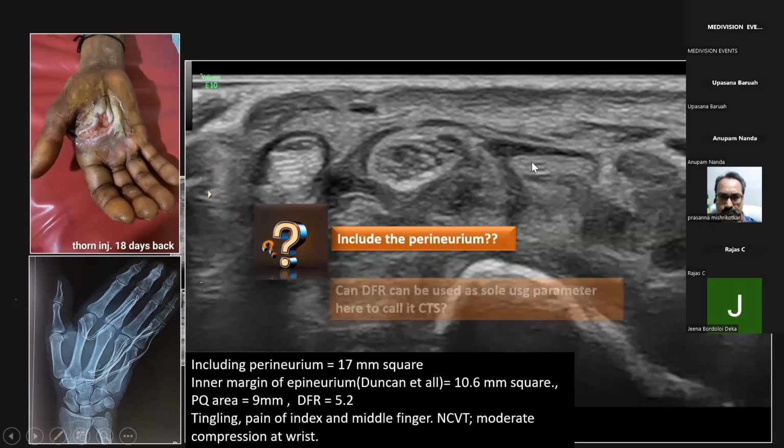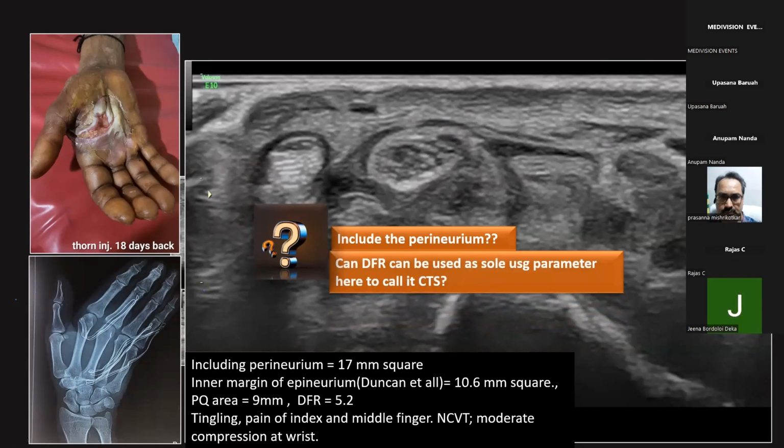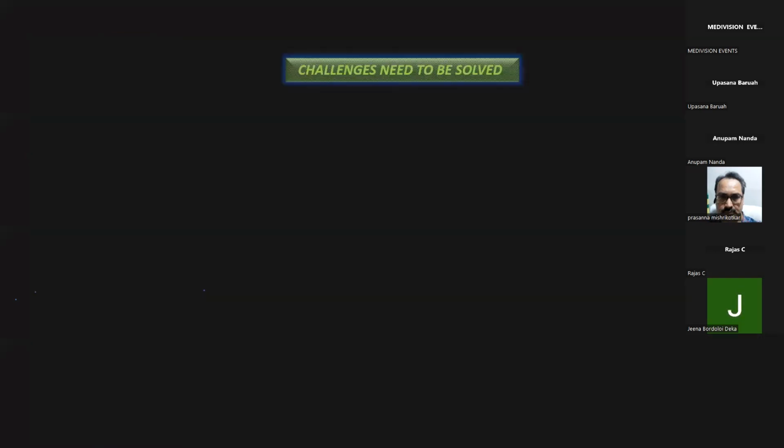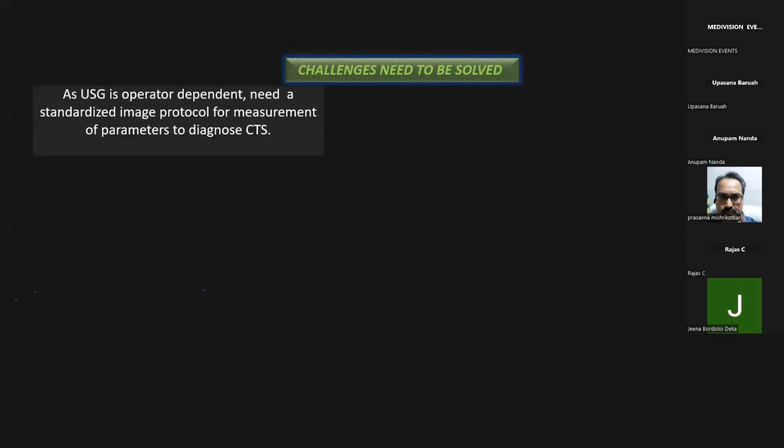Or if we measure the perineurium, then it becomes high. Otherwise, the cross-sectional area of the median nerve is normal. Or in this case, we can take the distal flattening ratio as the sole ultrasound parameter to call it carpal tunnel syndrome. So there are many challenges to be solved.